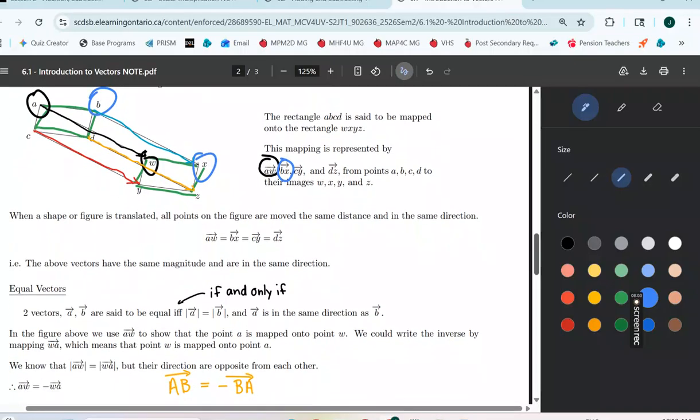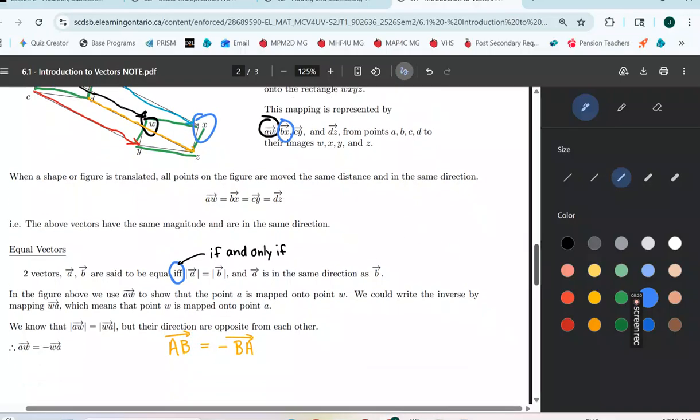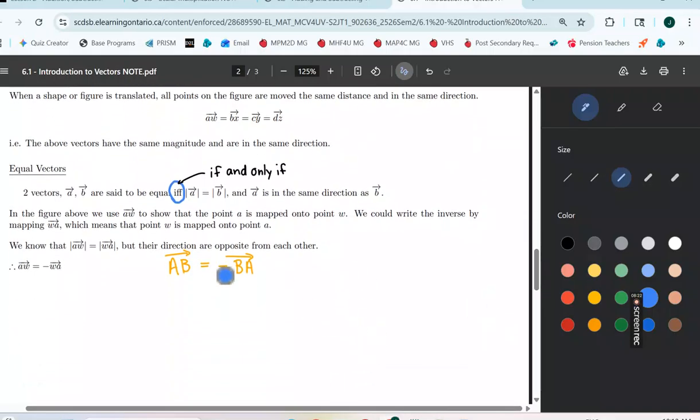When a shape or figure is translated, all points on the figure are moved the same distance and in the same direction. Okay? The above vectors are the same magnitude and are in the same direction. So, what are equal vectors? Two vectors are said to be equal if, this is not a typo, iff, it's just an easier way to say if and only if, the magnitude of A is the same as B, and vectors A and B are in the same direction.